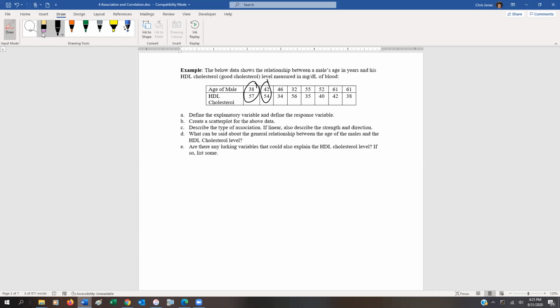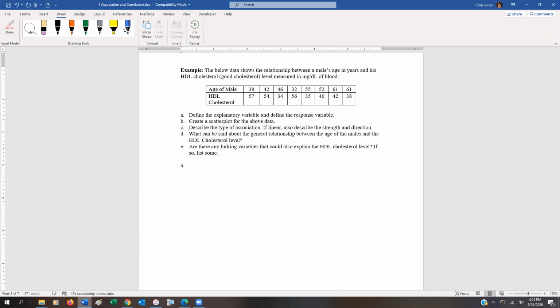So there are a number of things that we want to do. Define the response as well as the explanatory variable, build a scatter plot, describe the association, what can be said about the general relationship, and then if there are any lurking variables, we have to explain those as well.